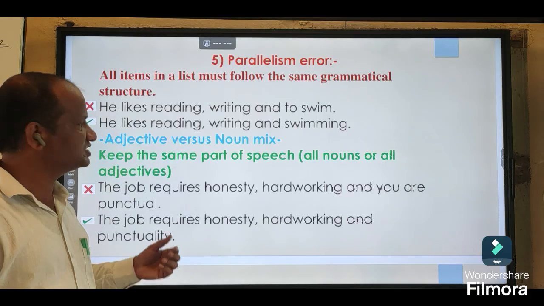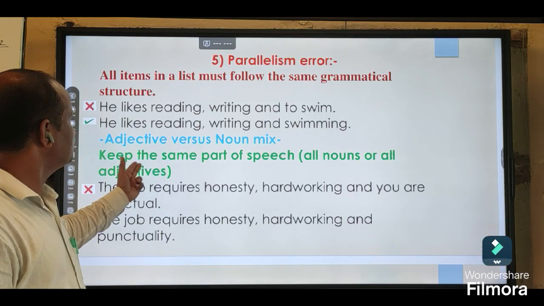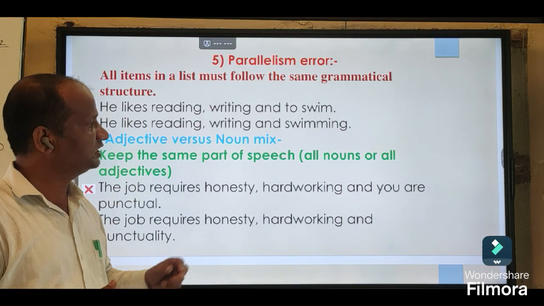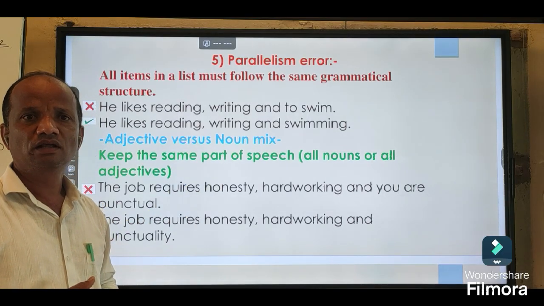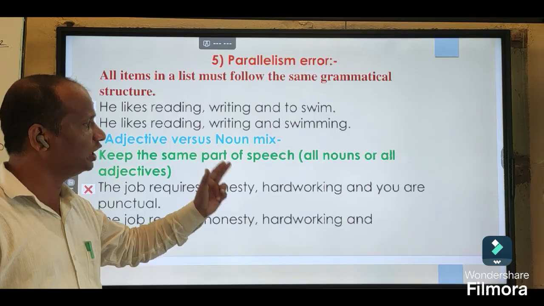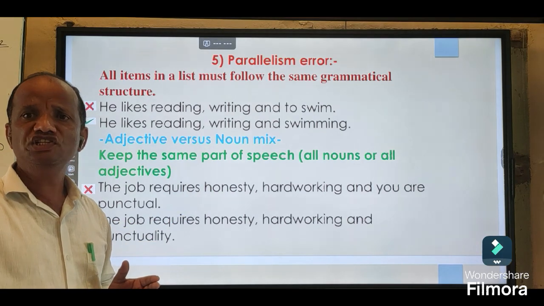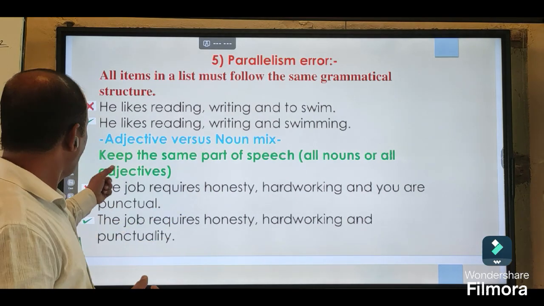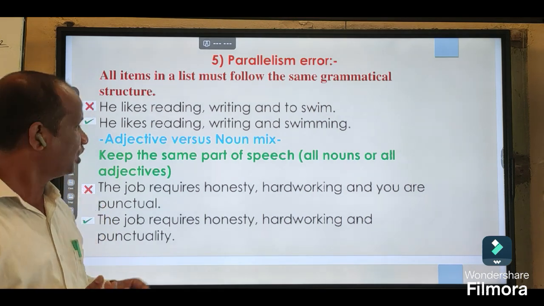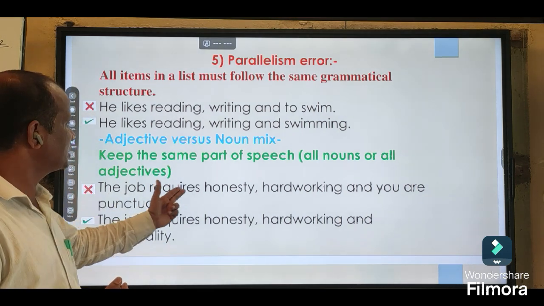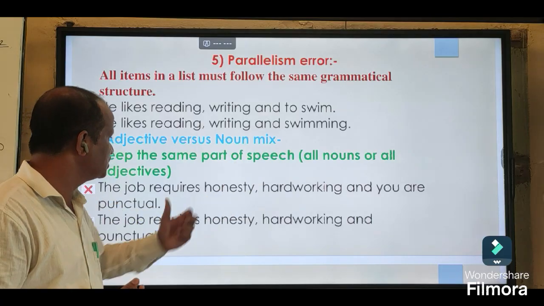Then apart from it, our rule says that we have to keep the same part of speech. It means if nouns are given in the sentence, we have to keep all the words in noun form, or all in adjective form, or all in adverb form. For example, the job requires honesty, hardworking, and you are punctual.